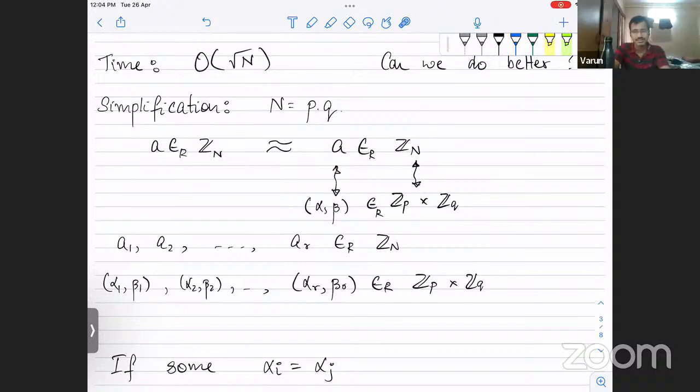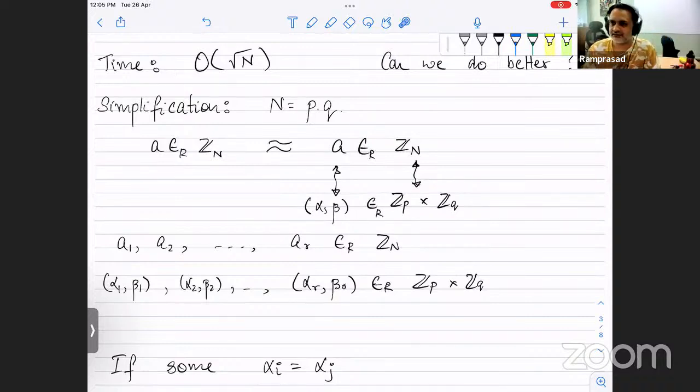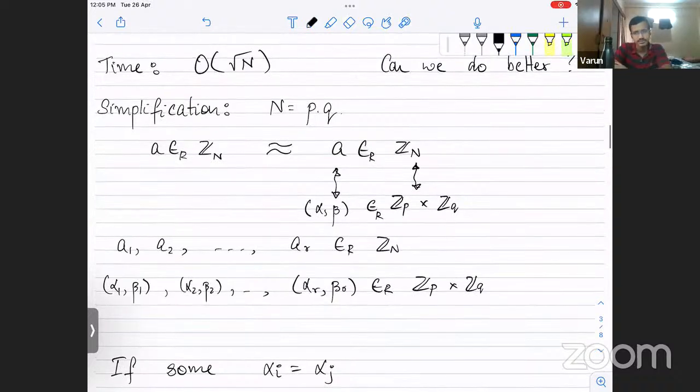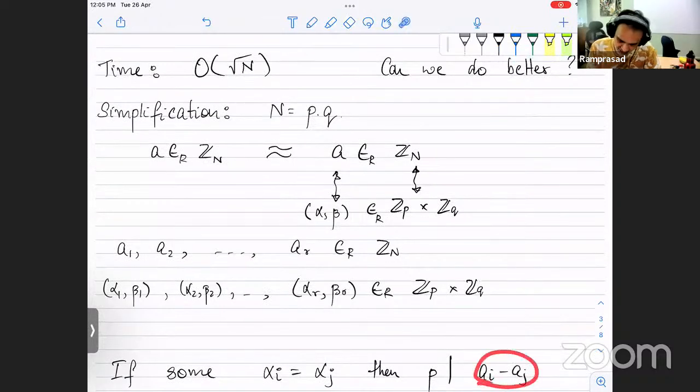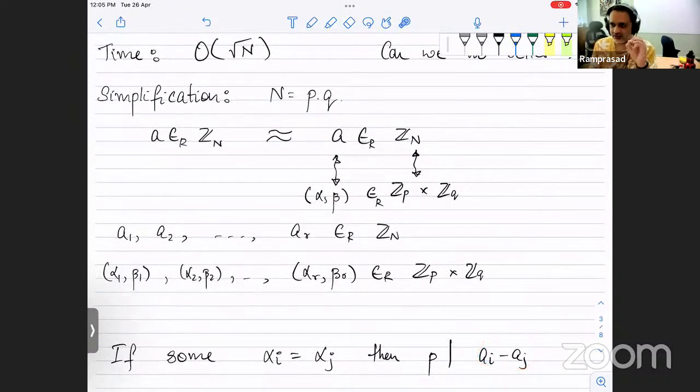Beta I minus beta J tells us something, right? Sorry? I mean, if we had a 0 in one of the coordinates, like 0 comma something. Excellent. So once you know this happens, how do you get a number whose Chinese remainder representation looks like 0 comma something? Would AI minus AJ work? That's right. So notice that P must divide AI minus AJ, because the Chinese remainder representation of this will basically be 0 comma beta I minus beta J.